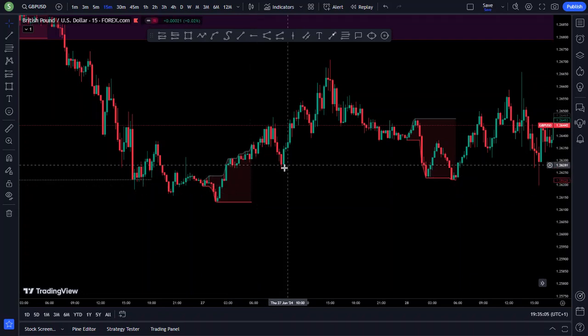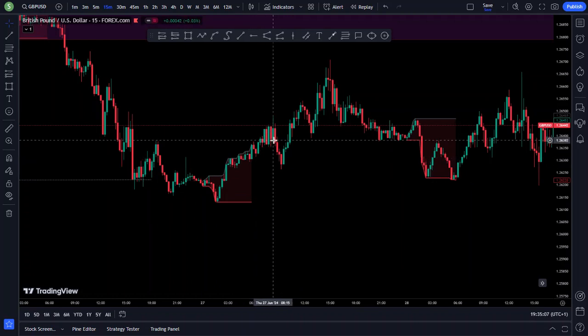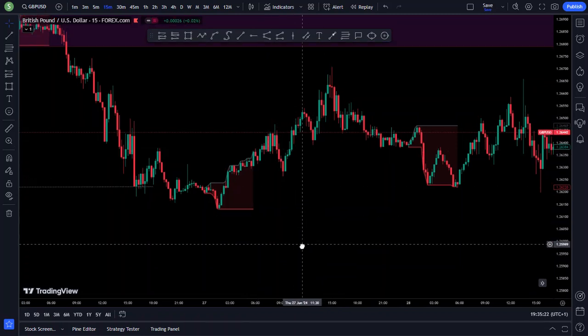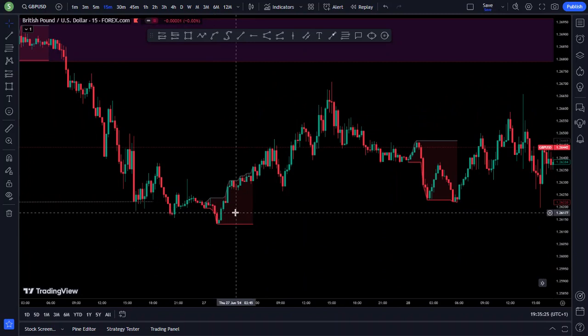Then we are now into the London session. The London session is going to start from 7 o'clock, which is the Frankfurt session. From the Frankfurt session, we are moving to the main London session, which is by 8 o'clock. So now the rule says that you should avoid placing trades during the Asian session.